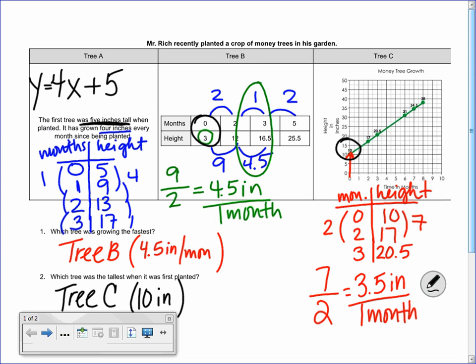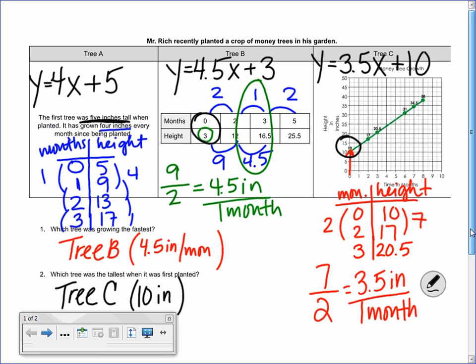Where tree B, I need to multiply by 4.5, add the 3 inches it already was to get my height. And the very last one, I multiply by 3.5, add my 10 inches to get the height.